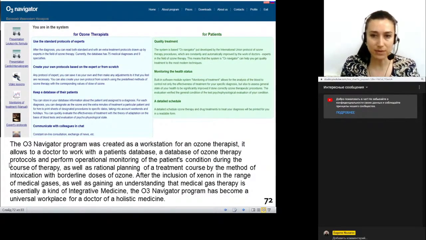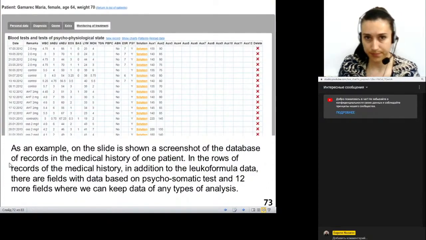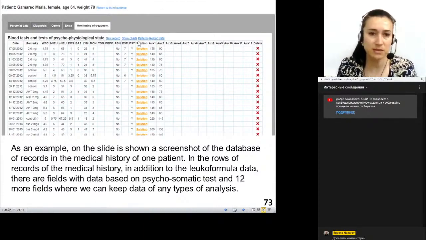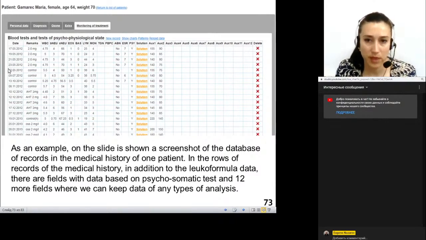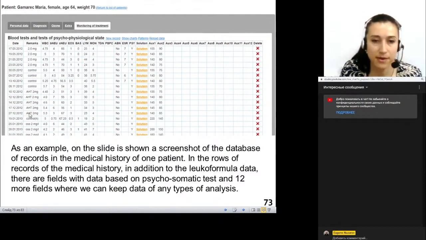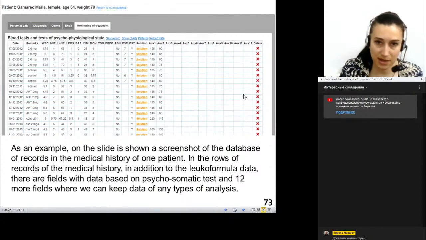After the inclusion of xenon in the range of medical gases, as well as gaining an understanding that medical gas therapy is essentially a kind of integrative medicine, the O3 Navigator program has become a universal workplace for a doctor of holistic medicine. For example, on this slide there is a screenshot of the database from our O3 Navigator program of the records in the medical history of one patient. In the rows of the records of medical history, in addition to the leukoformula data, there are fields with data based on psychosomatic tests and 12 more fields where we can keep data of any types of analysis.